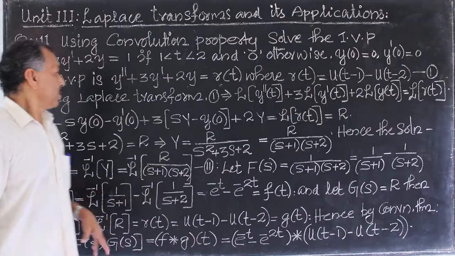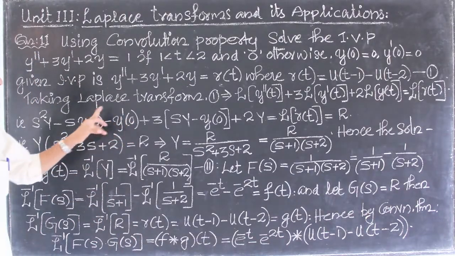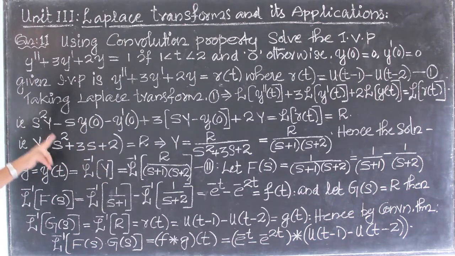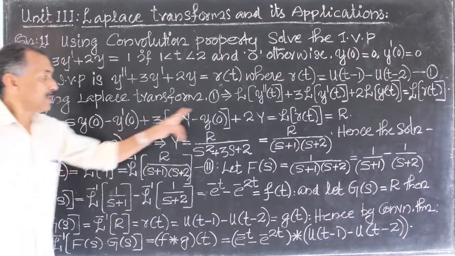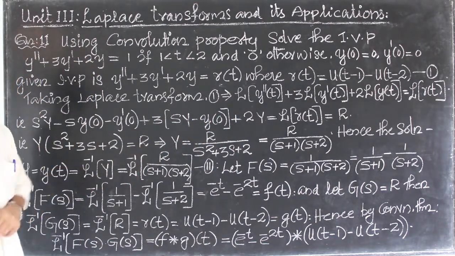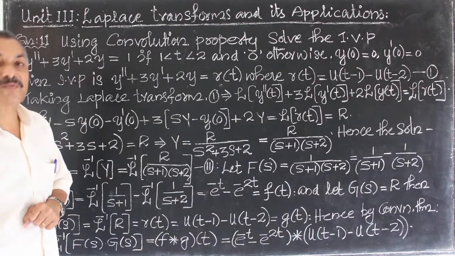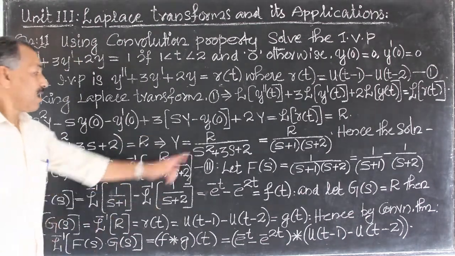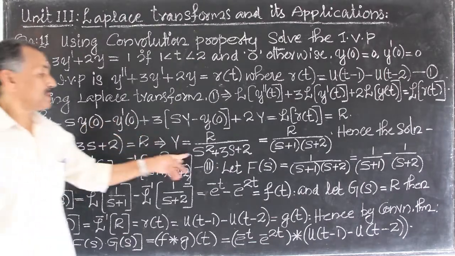Then given y of 0 is equal to 0 and y dash 0 is equal to 0, those terms become 0. Then capital Y into s square plus 3s plus 2 is equal to capital R, where capital R is the Laplace transform of small r. Then Y is equal to R divided by s square plus 3s plus 2.